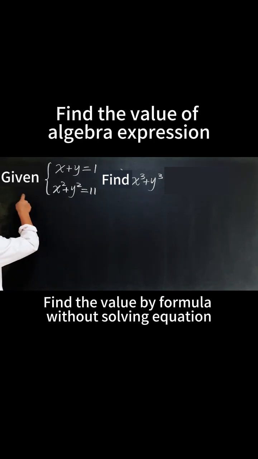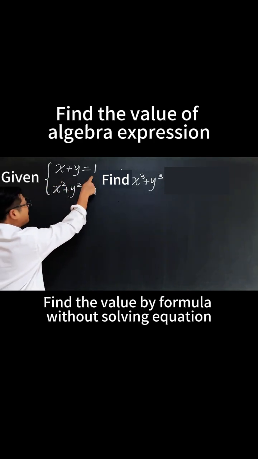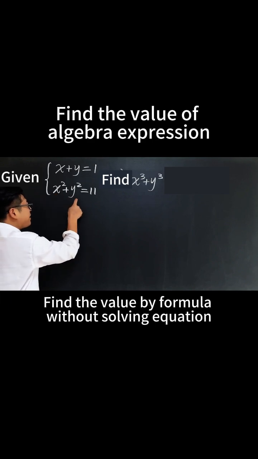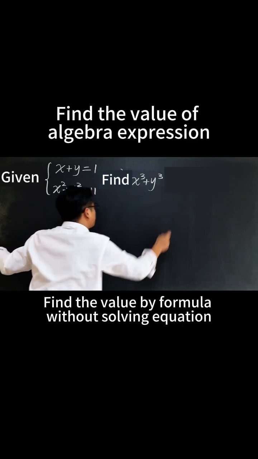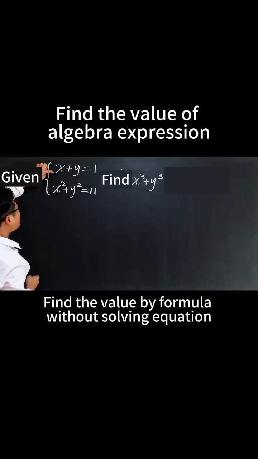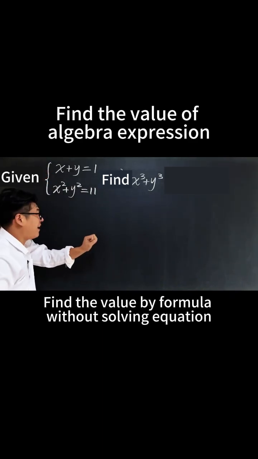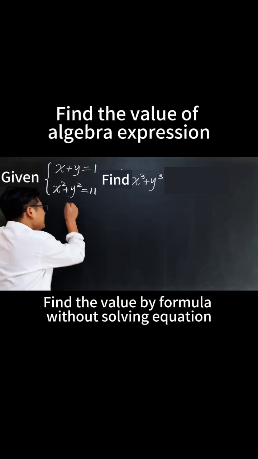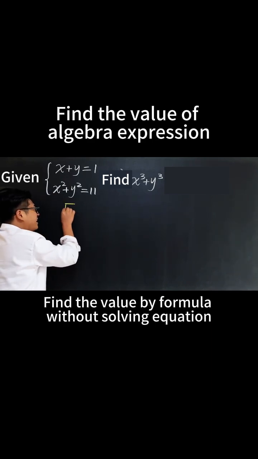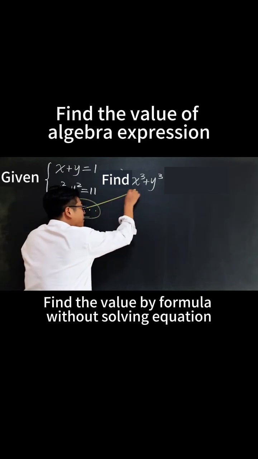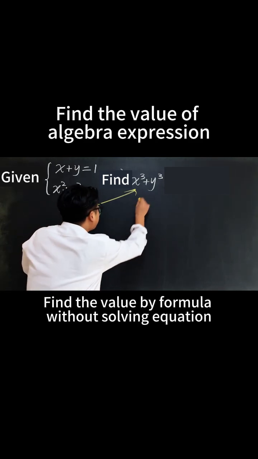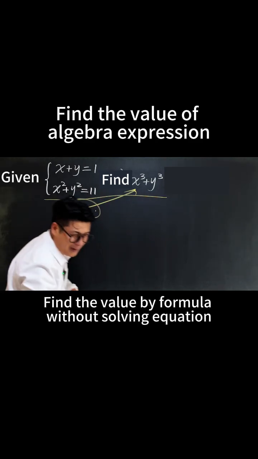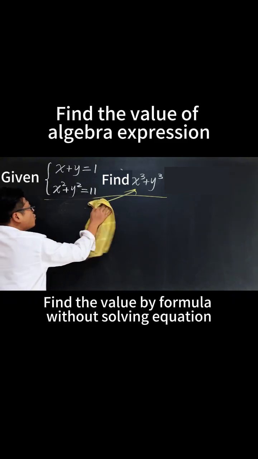Let's take a look. You're given that x plus y equals 1 and x squared plus y squared equals 11. Now you're asked to find the value of x cubed plus y cubed. Can we actually solve for x and y from this system of equations? Of course you can solve for them, but the solutions involve square roots and get really complicated. The answer is very complex, and if you substitute it back in, the calculations become so messy that you can't even finish them. So what should you do when you see equations like this?